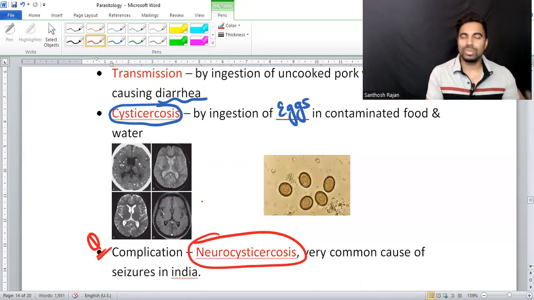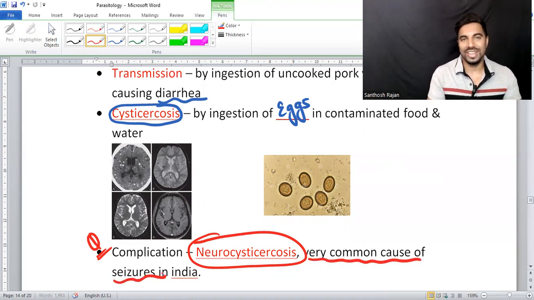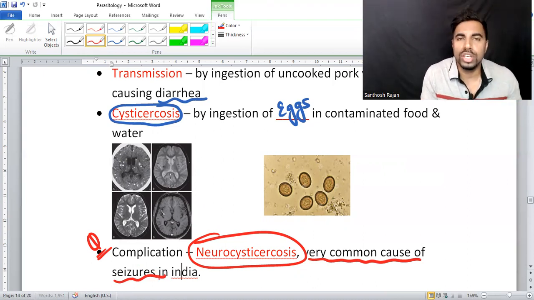Instead of, if you have cysticercus, normally it will go to the intestine. But if you're taking the egg, then the cycle differs. The cycle differs and usually ends in neurocysticercosis, which is a very common cause of seizures in India. Adults, children, whatever it is. So one of the most common causes of seizures in India is neurocysticercosis.